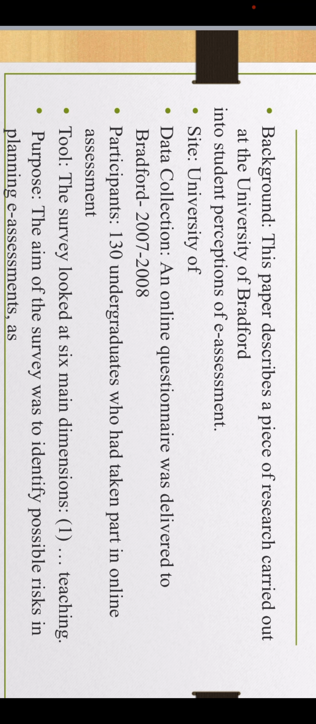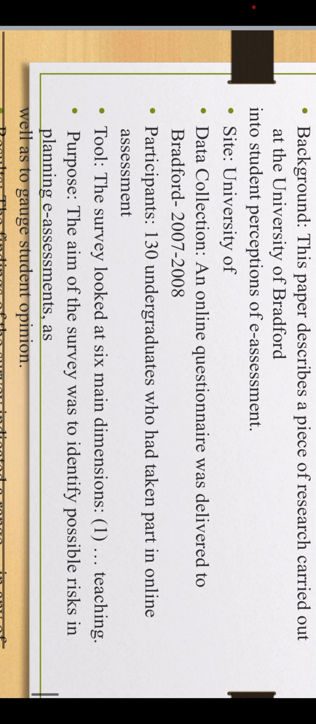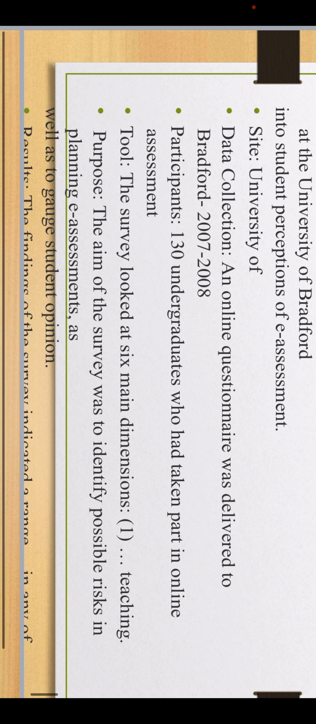Then they talked about the tool. They described this questionnaire and told us that it includes 6 parts. Okay? It includes 6 parts, 6 dimensions, and they listed them, from 1 till the end. And then they mentioned the purpose. The purpose, which is the aim of the survey, was to identify possible risks in planning e-assessment. So that was basically the purpose.